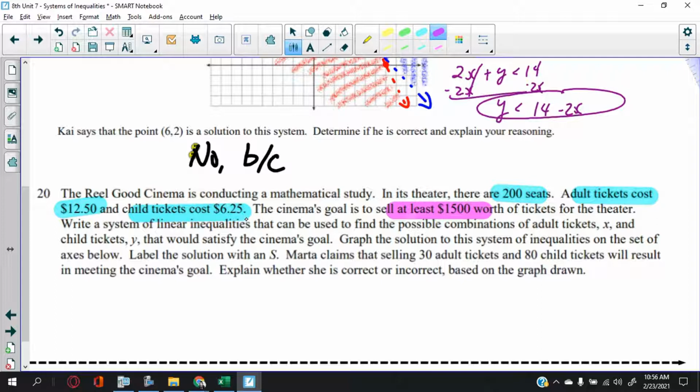Graph the solution to this system. Oh, they want us to graph this too. All right, label the solution S. Marta claims that selling 30 adult tickets and 80 kids tickets will result in... Okay, we can worry about that later. That's not the problem for us right now. We're going to take care of the graphing first and then try to answer the second question.